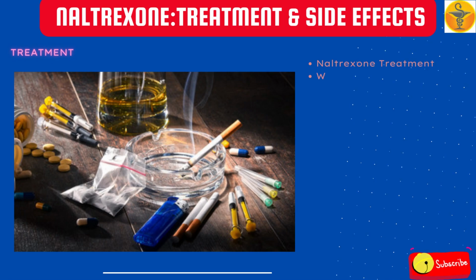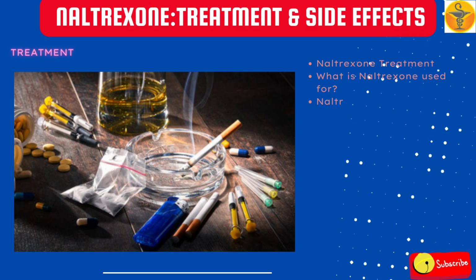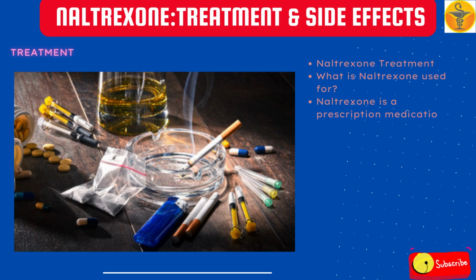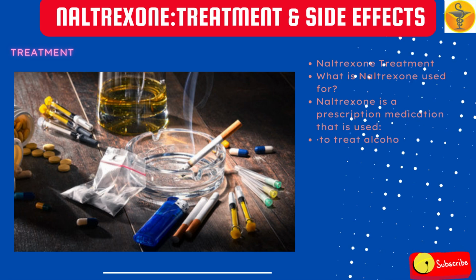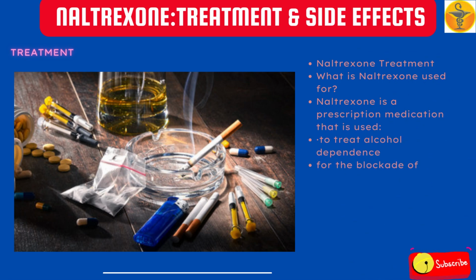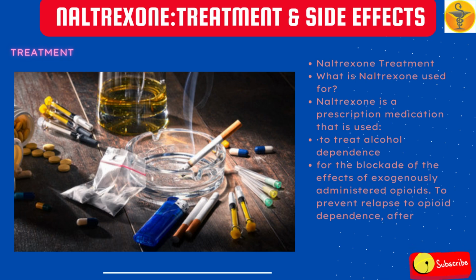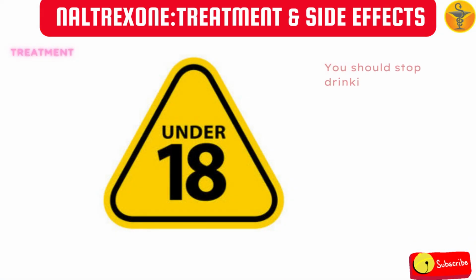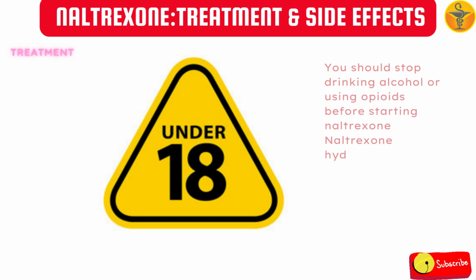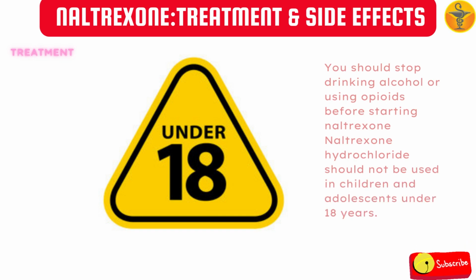Naltrexone treatment. What is naltrexone used for? Naltrexone is a prescription medication that is used to treat alcohol dependence, for the blockade of the effects of exogenously administered opioids, and to prevent relapse to opioid dependence after opioid detoxification. You should stop drinking alcohol or using opioids before starting naltrexone. Naltrexone hydrochloride should not be used in children and adolescents under 18 years.